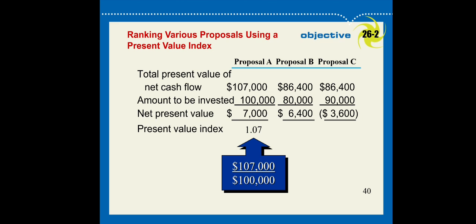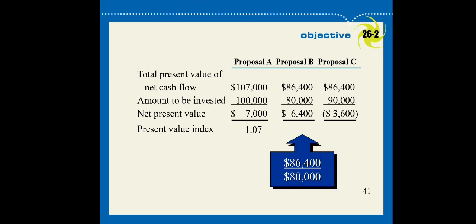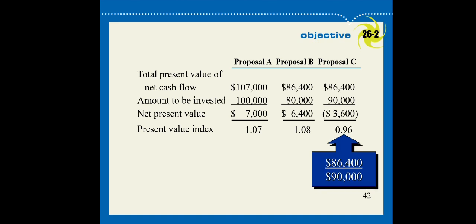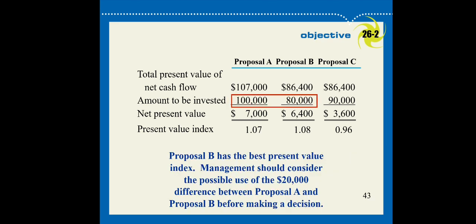So in this sample question, proposal A, the present value index is 1.07. Proposal B, the present value index is 1.08. Proposal C, the present value index is 0.96. So here it shows that proposal B should be accepted, because proposal B has the highest or the best present value index.